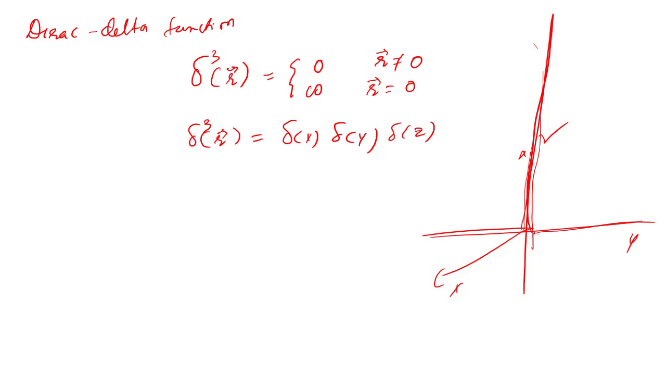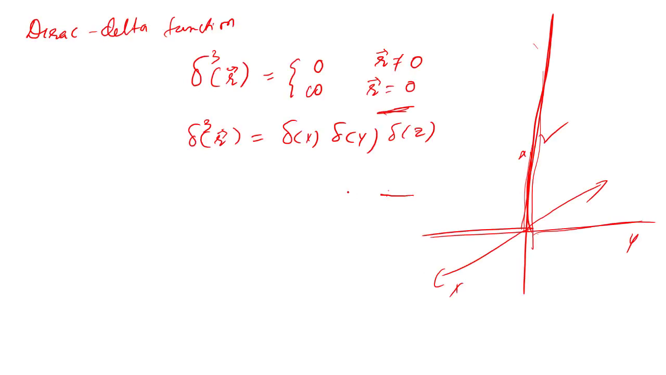And you can also shift this around. It doesn't have to be at r equal to zero. If you want to shift this to another place, then I can write, for example, another constant a. So we want it to be nonzero when r is equal to a. Then I can write this as delta of r minus a, right?